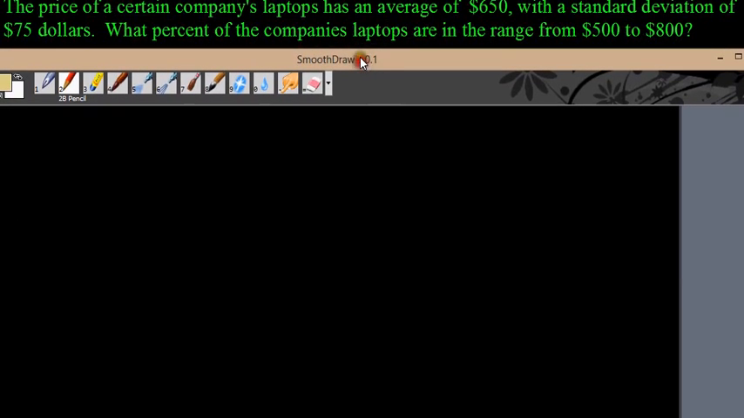First one, let's say a company's laptops have an average price of $650 and standard deviation is $75. What percent of the company's laptops are from 500 to 800? Well, these questions are kind of rigged because the standard deviation is 75, so 2 standard deviations would be 150. And notice the dollar signs they gave us. 500 is 650 minus 150. 800 is 650 plus 150.